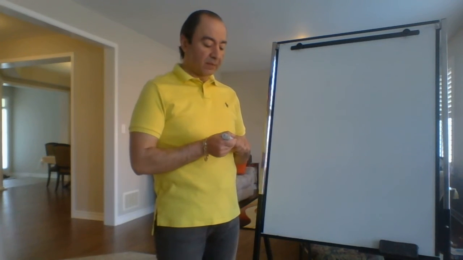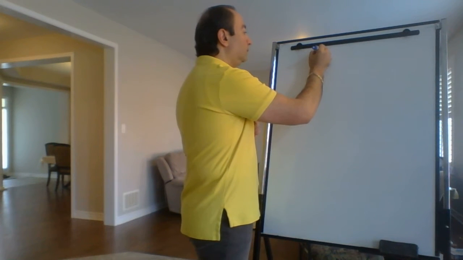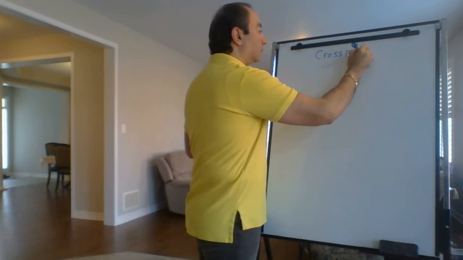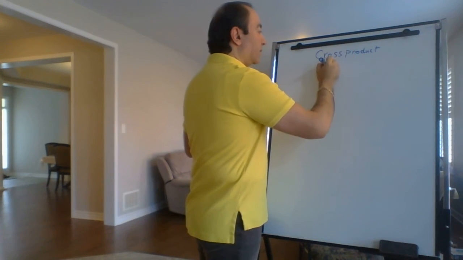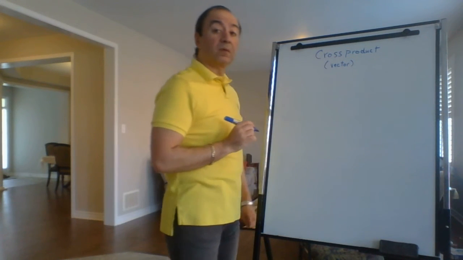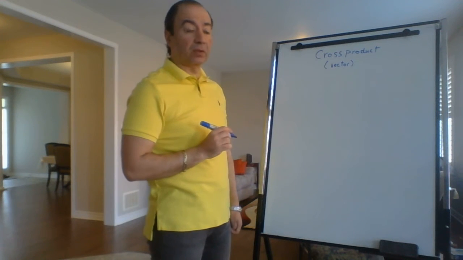The second operation of vectors. The first operation we have learned was dot product, and we said that the result of the dot product is a scalar, a number. Today we are going to learn the second operation, which is cross product. And this is vector product because the result of the cross product operation is a vector.